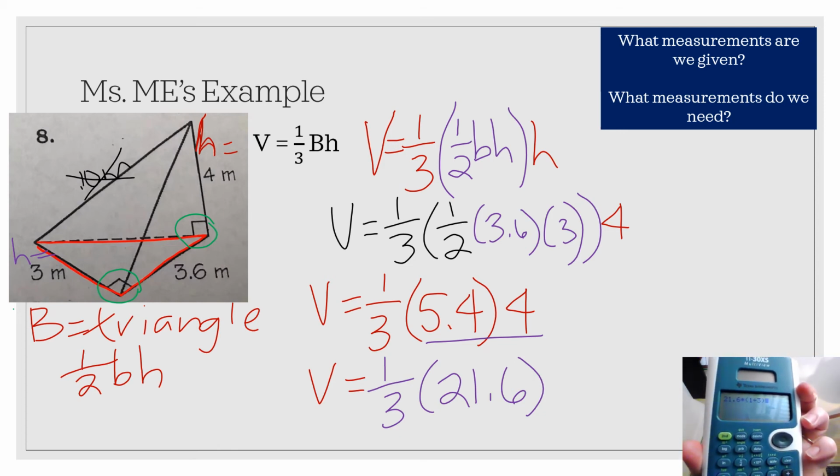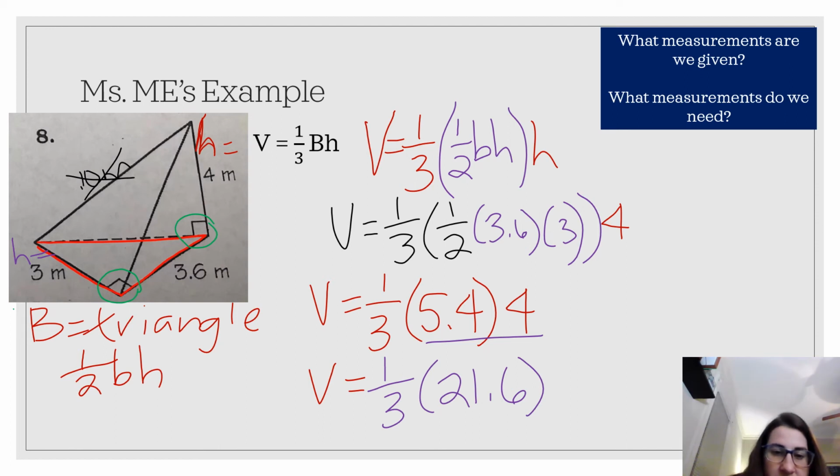Notice the parentheses around the 1 divided by 3. That means that I'm doing that in order. And I get 7.2. So my volume is 7.2 meters cubed or cubic meters.